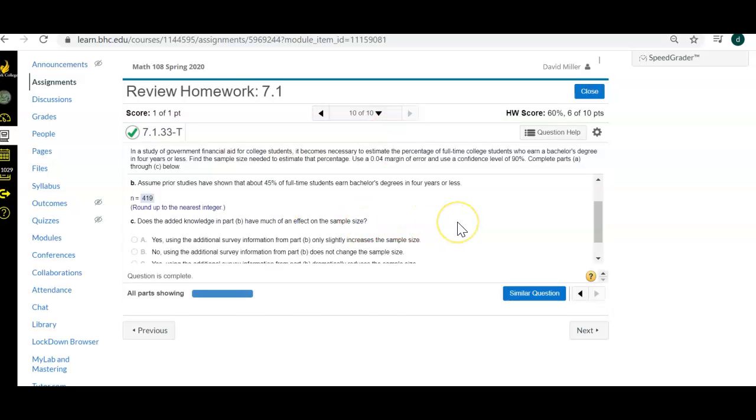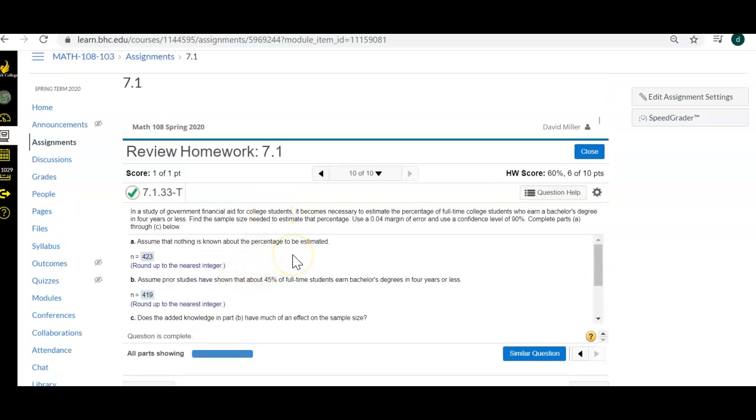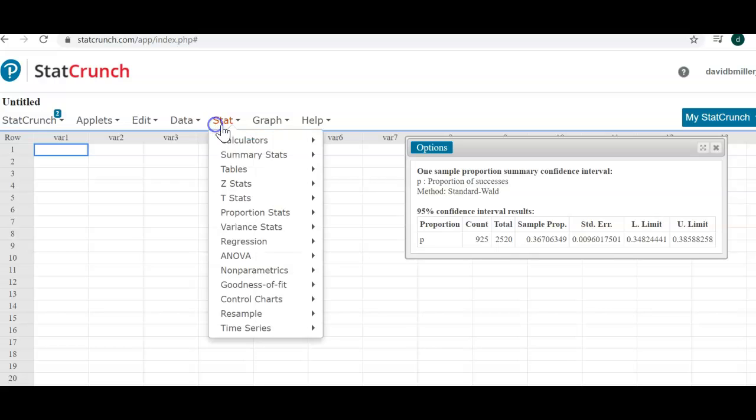Then the last one, question 10, find the sample size needed to estimate the percentage of full-time students who earn a bachelor's degree in 4 years or less. Use a 0.04 margin of error and confidence level of 90%. So part A, if we don't know anything, then we're at a 50-50 situation. So we're assuming that 0.5 is our estimate here because we don't know anything. But we're going to use a different calculation this time.